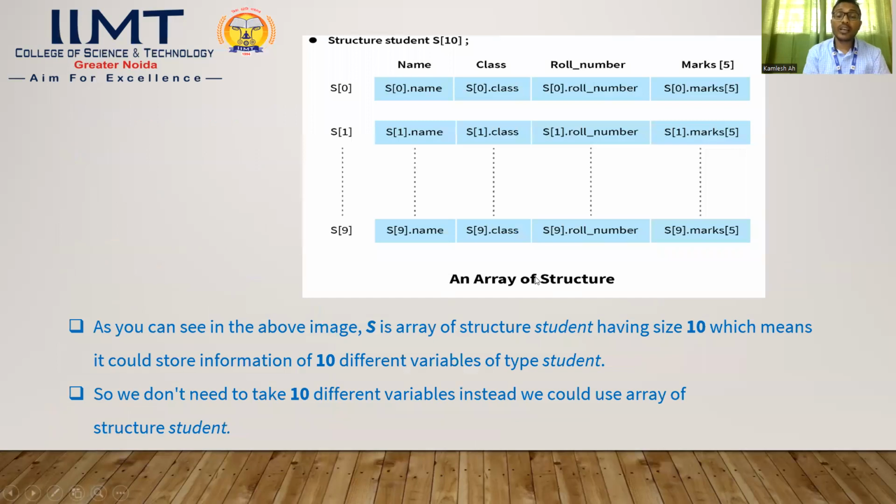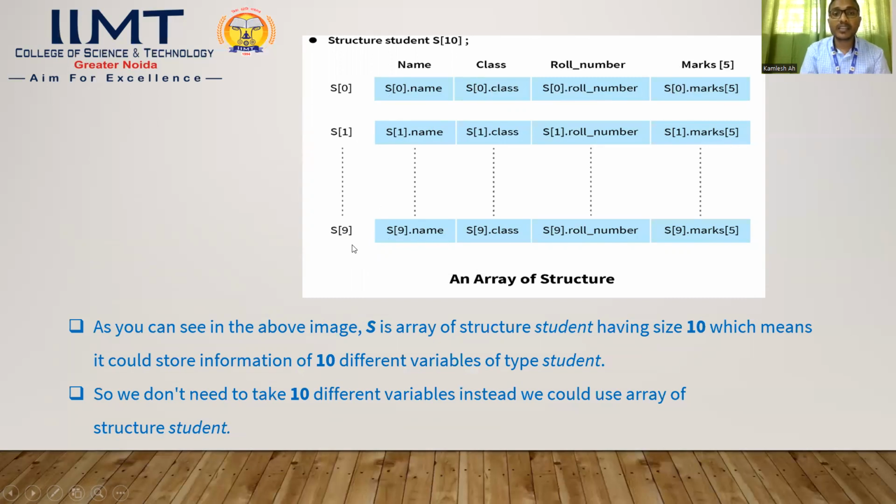How is an array of structure stored in memory? How do we represent this? This is the representation of an array of structure in memory. Like S0 dot name, S0 dot class, S0 dot roll number, S0 dot mark, and S1 also contains S1 dot name and so on. If the size is 100, then S99 is the last data item.